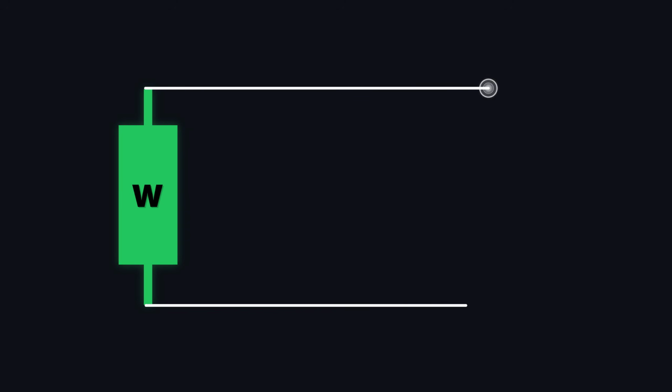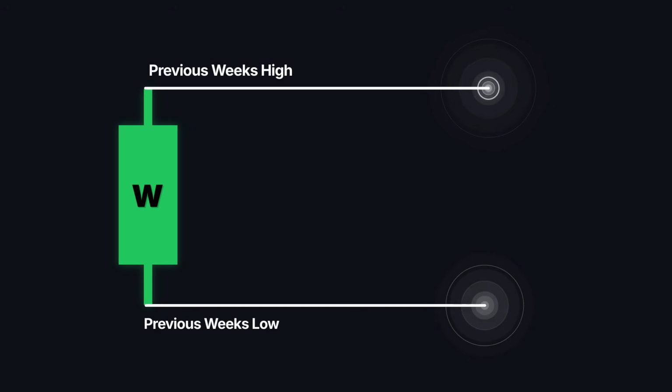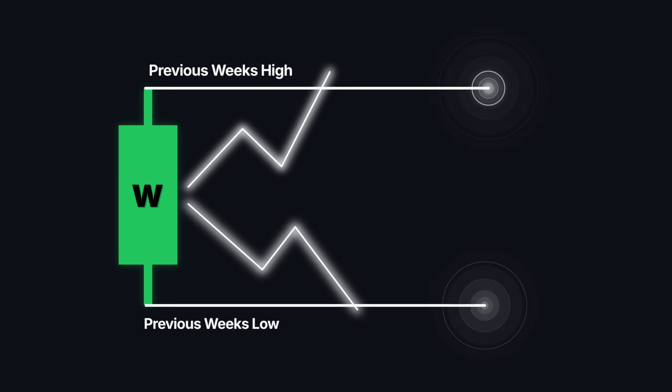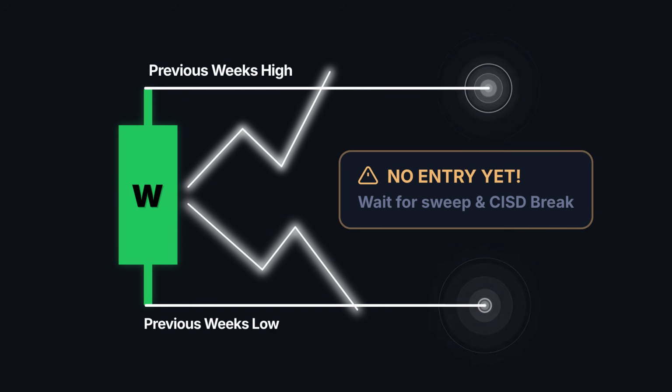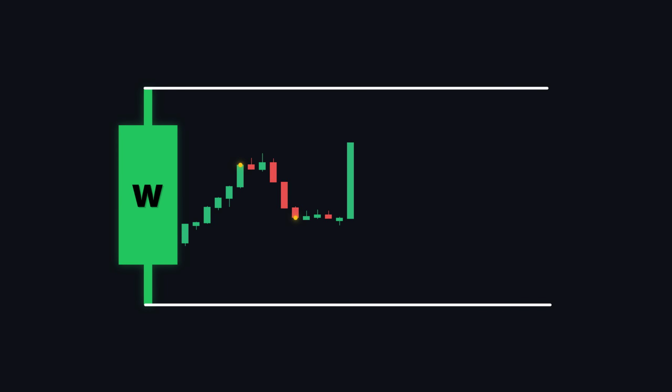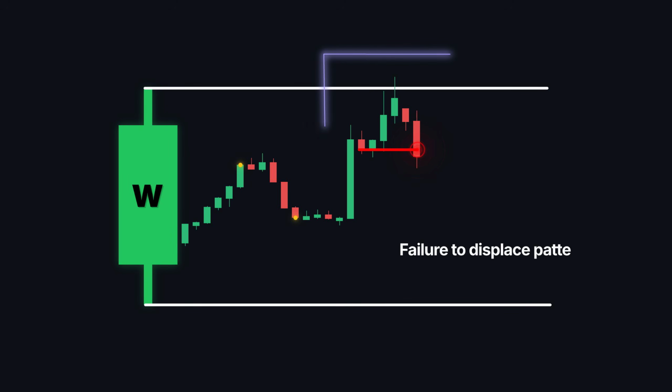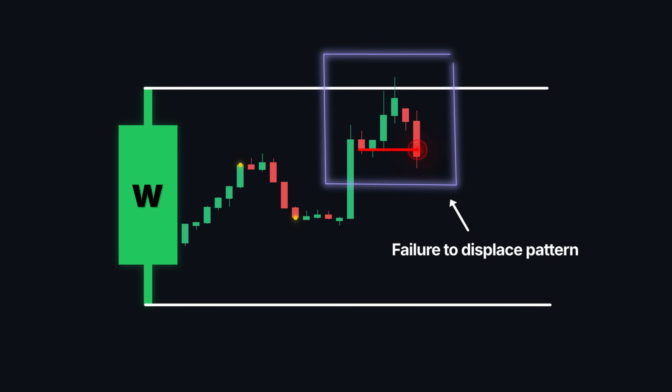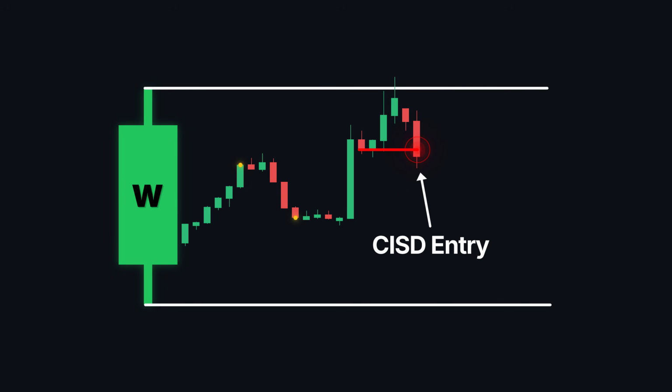If you look at this weekly candle on the chart, you'll notice it has a high and it has a low. You want to mark out the previous week's high and the previous week's low. Then you want to wait until price comes to the high and the low of the previous week's candle. When price comes to the high and the low of that candle, you're not going to enter straight away. You're first going to wait for price to sweep that level and then come back into the range. We want to see a failure to displace pattern happening on the higher time frame candles. When price comes back into the range, that is where we wait for our CISD entry.